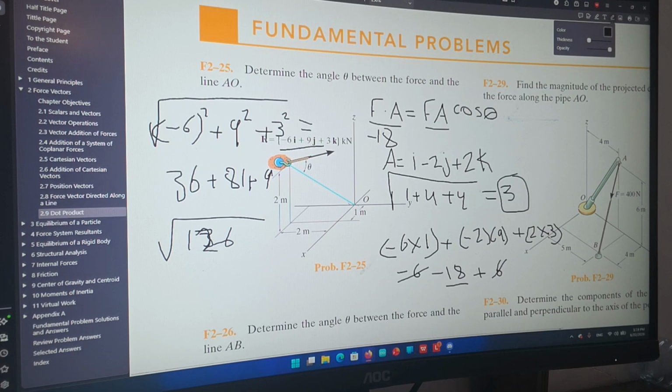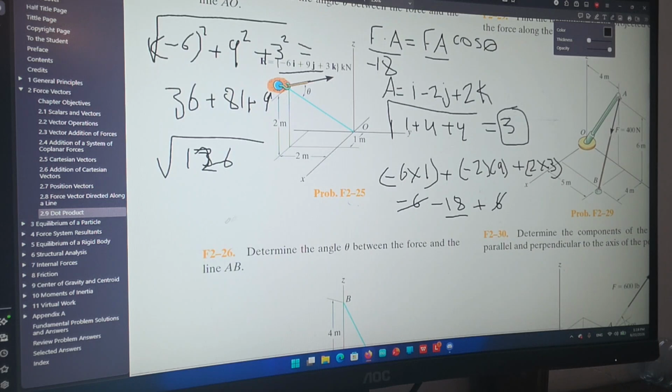Okay, now you do dot product over the magnitude equals cosine theta. So now here, dot product, which is negative 18, over the magnitude, which was 3 times square root of 126, equals cosine theta. Now you do cosine inverse and you will get the answer. And keep it on degrees, not radians.